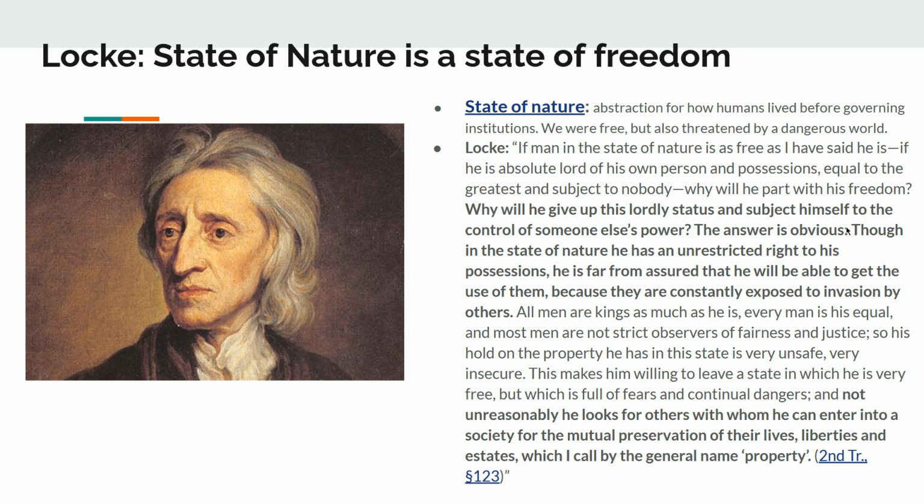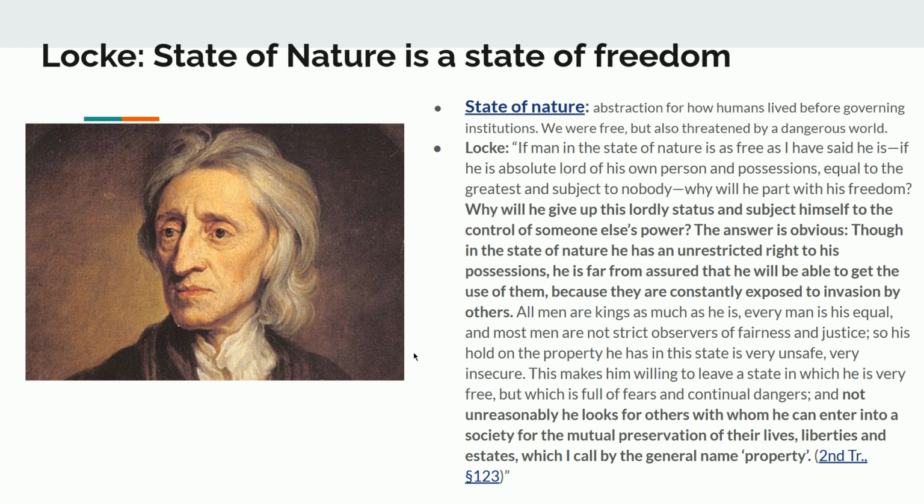So Locke says here, why would anyone give up their lordly status and subject themselves to the control of someone else's power? The answer is obvious. Though in a state of nature he has an unrestricted right to his possessions, he's far from assured that he will be able to get the use of them because they're constantly exposed to invasion or threat. So Locke says it's not unreasonable that he looks for others with whom he can enter into a society for the mutual preservation of their lives, liberty, and estates, which I call by the general name property.